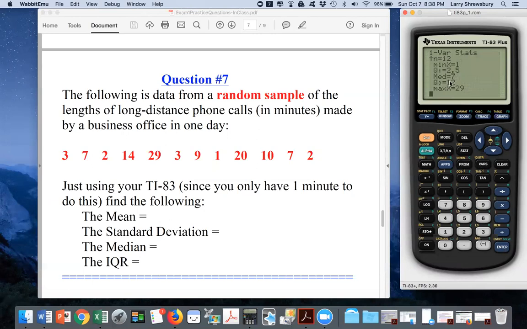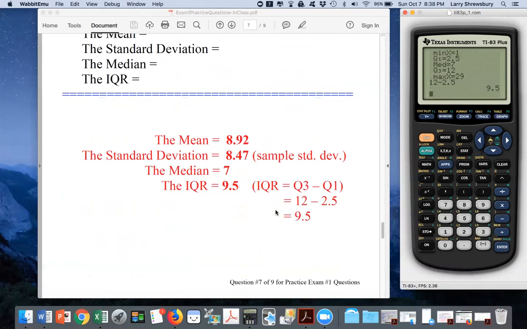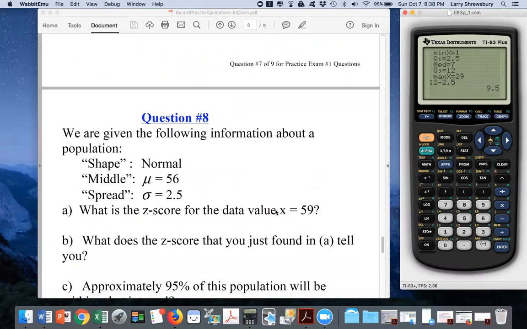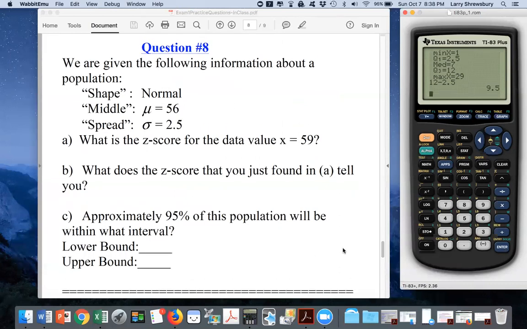And our interquartile range is the third quartile minus the first. So that would be 12 minus 2.5. So that would be your interquartile range, like that. And I believe this is the last one. See what you can do with that one. So if you've got any questions, ask away, because we're going to be done here pretty soon.